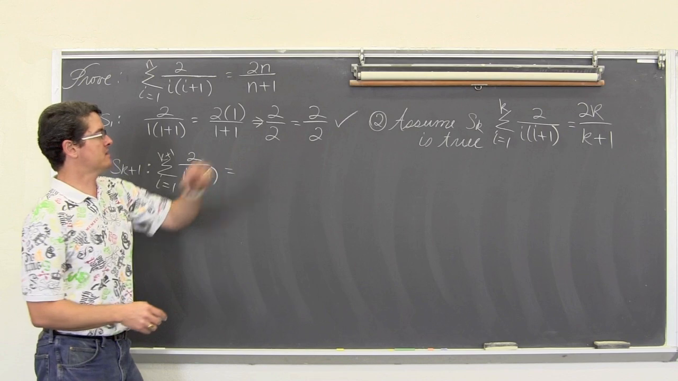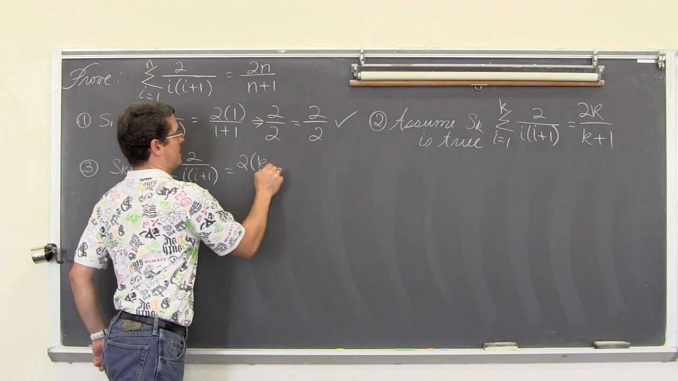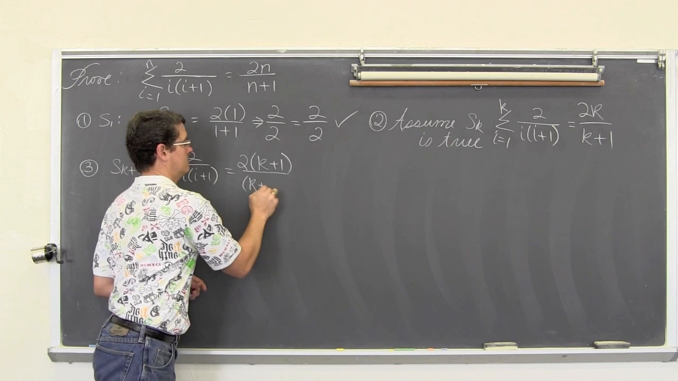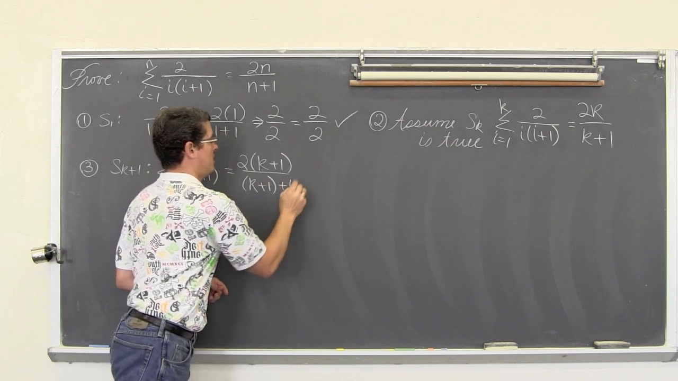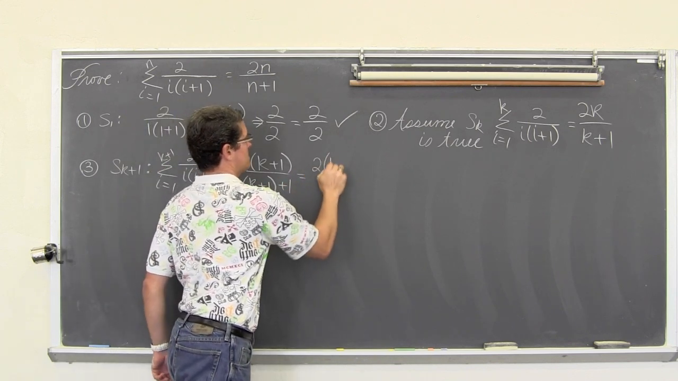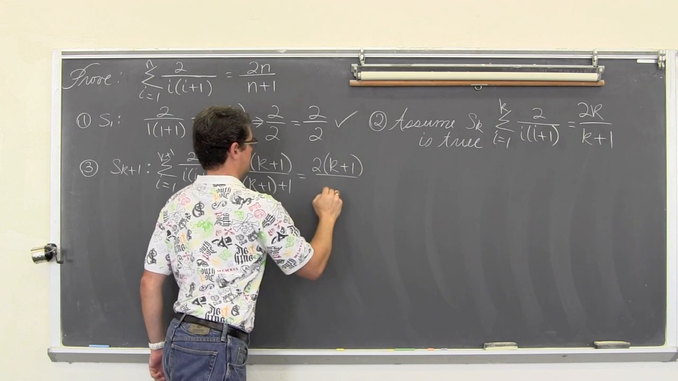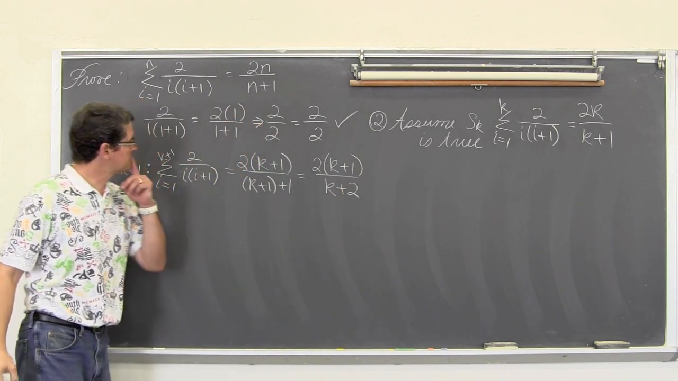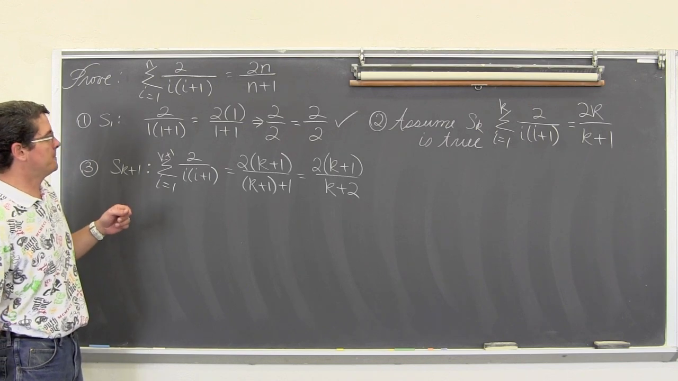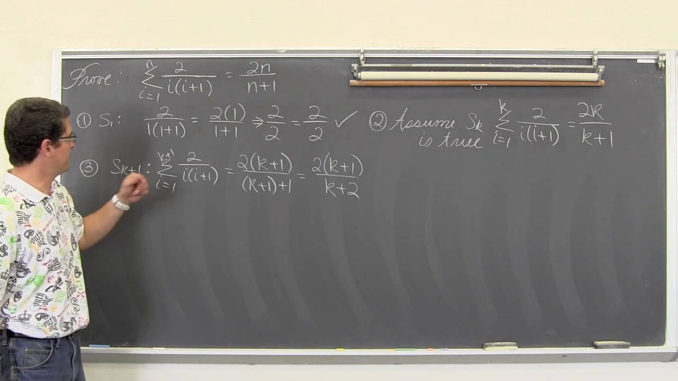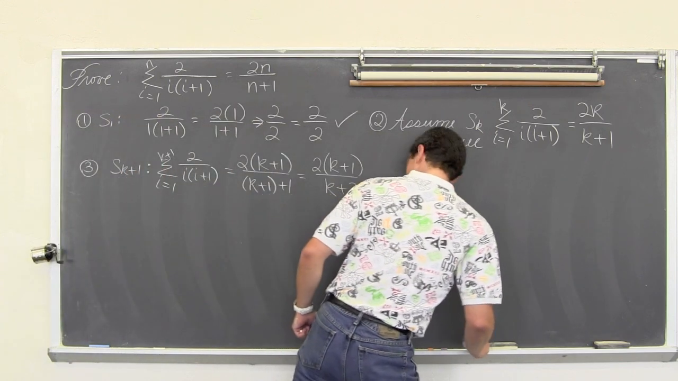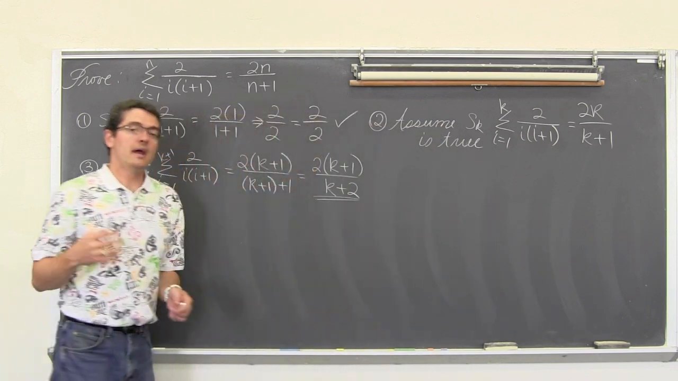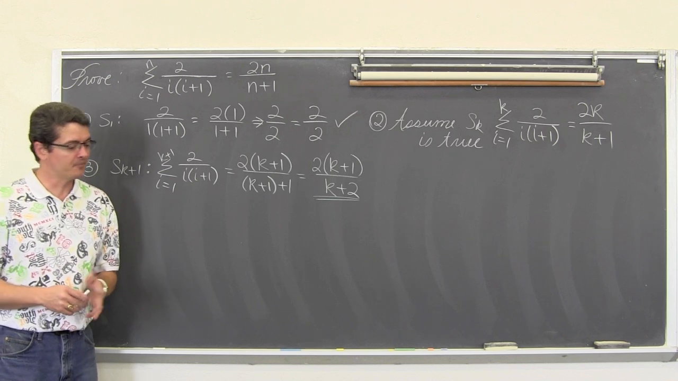We're going to go to the right-hand side and go 2 times k plus 1 over k plus 1 plus 1, which is 2 times k plus 1 over k plus 2. Let me double check that, make sure I got it right. Good. Now this should be what I get at the end of my proof if I've done it correctly.